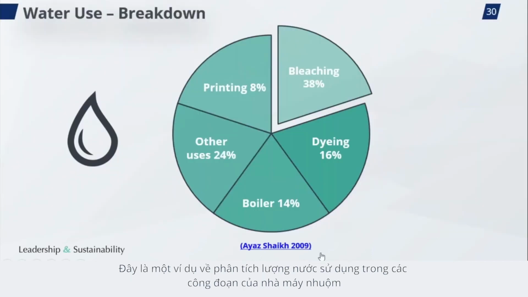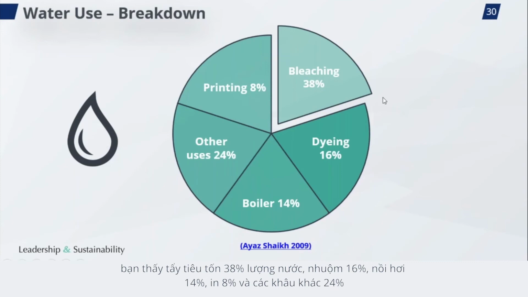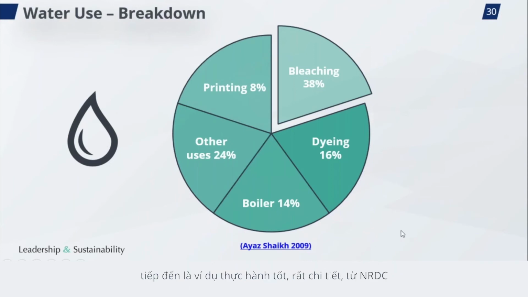And here is one example. This might not be true for your facility, but this is just one example of how the water distribution can be done in the different parts of the factory. So it shows here, for example, bleaching uses 38% of the fresh water, dyeing 16%, boiler 14%, printing 8%, and then there are some other uses as well. So this is an example of what it could look like.